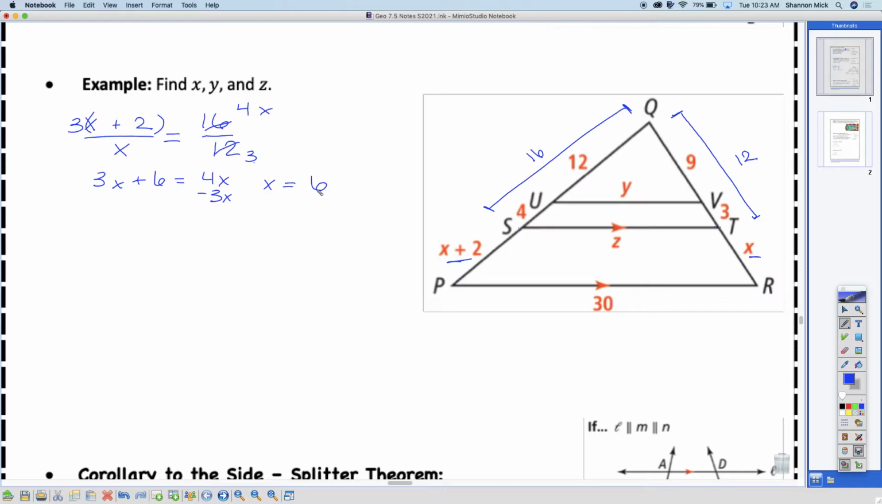Just using my proportions in different ways. So do you guys want to do, I found X, Y next. Do you guys want to find Y or Z? Y. Okay. Well, if I'm looking at Y, if this is 6, what does it make this piece right here? 6 plus 2. It's 6 plus 2, so it's 8. Okay. And it makes this 6. Yes? Okay, and we're looking at Y right here. So UV does what with these two sides?